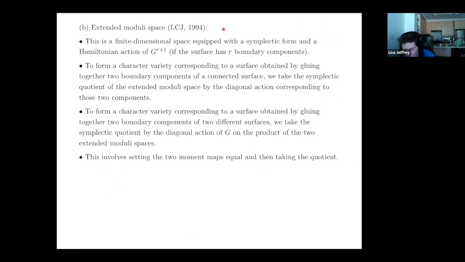Some of this can also be interpreted in terms of extended moduli spaces, which I introduced in 1994. These are finite dimensional spaces equipped with a symplectic form and a Hamiltonian action of a group. To form a character variety corresponding to a surface that you obtain by gluing together two boundary components of a connected surface, we take the symplectic quotient of the extended moduli space by the diagonal action corresponding to those two components. So that's an analog of what's happening in this picture.